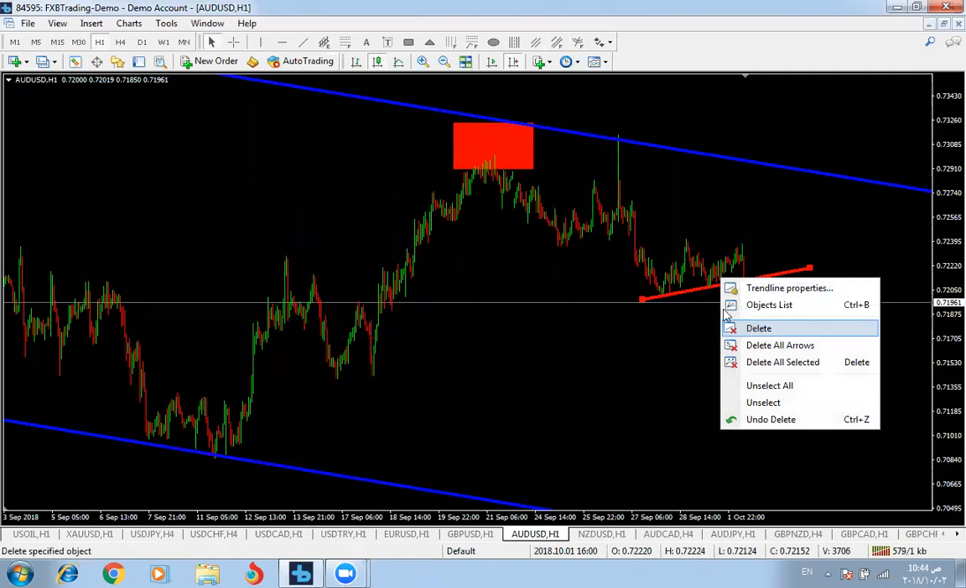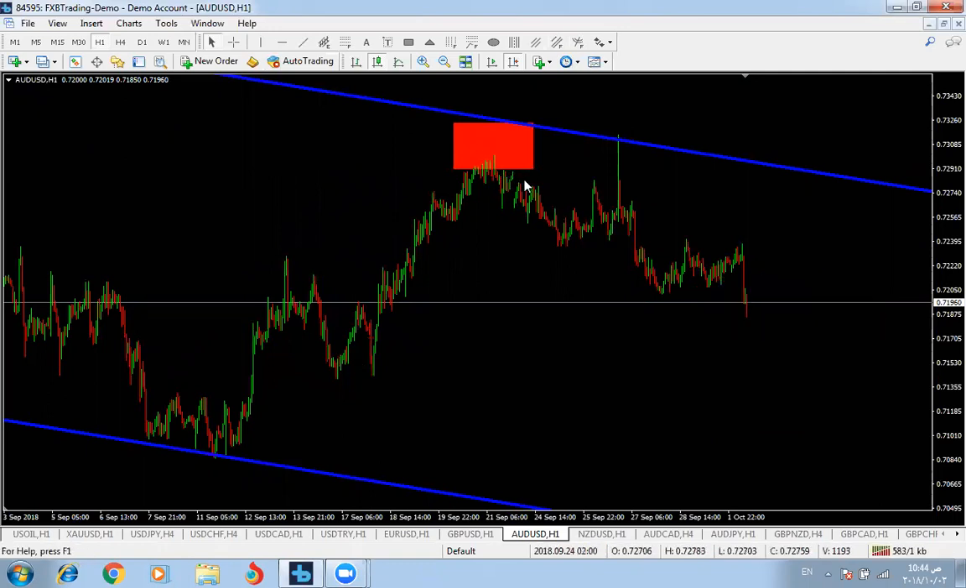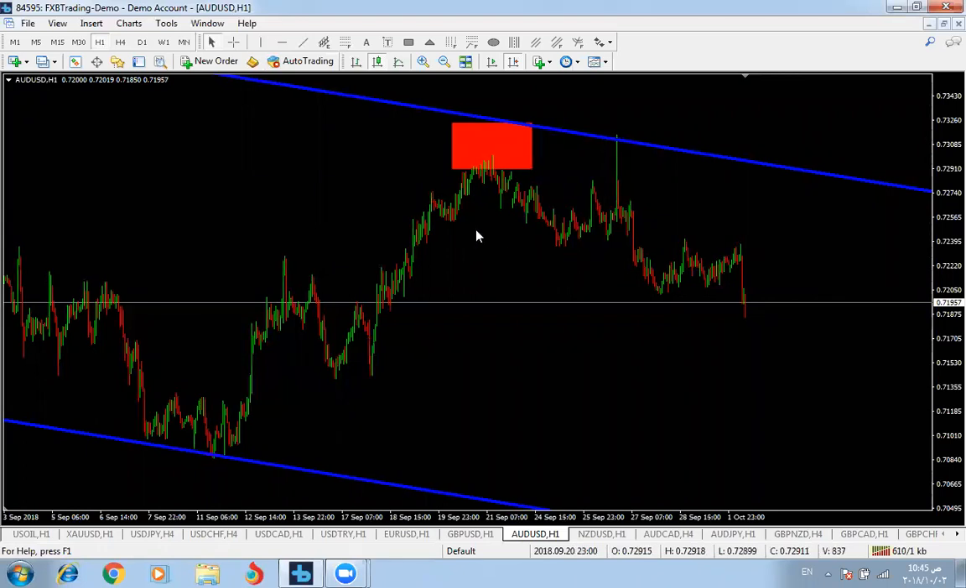Then I waited. Of course, I did not enter the sell position from the red box, but I anticipated the reversal from this area. Then I waited for an impulse to the downside to confirm my analysis and the direction I am looking for.